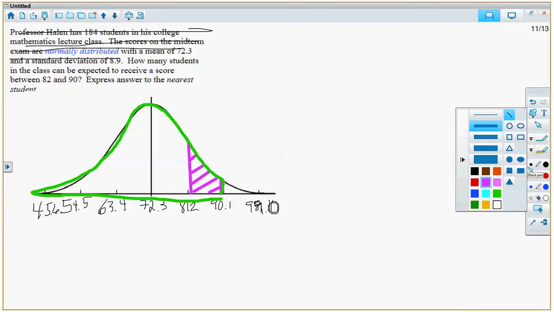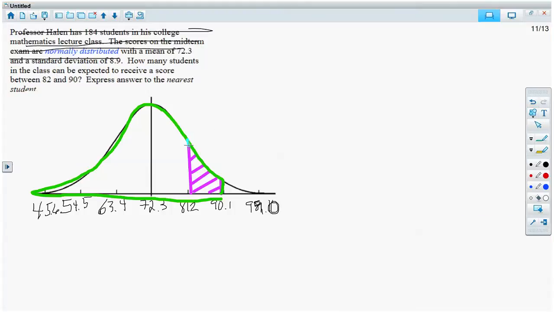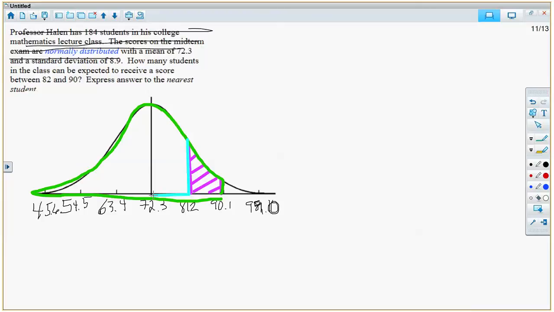Anyway. I'm going to color it, this will be the small area. Y'all get the point. So the purple, the magenta area is going to be the green area minus the what? The aquamarine area. Yes. But we can't do anything until we change 82 and 90 into what?